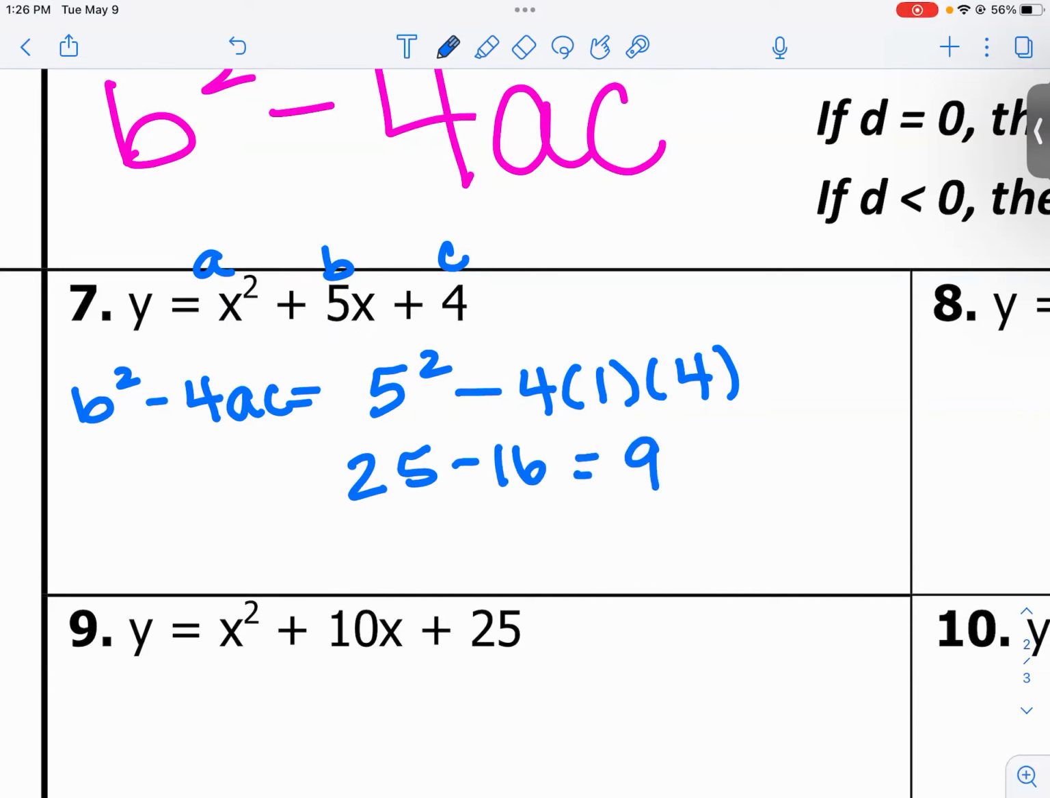So is that a positive number? Yeah. So we have 2 solutions. If this number is bigger than 0, that means we have 2 solutions. That's it. That's what we're doing.